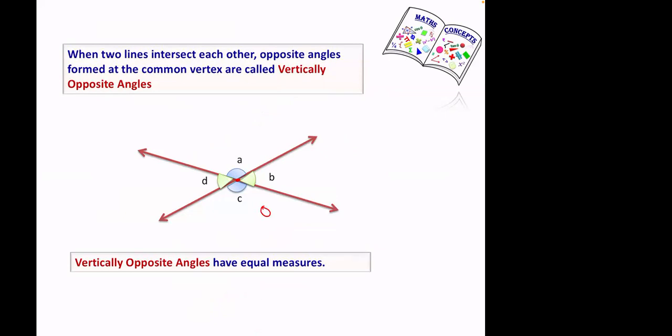You can see even by looking at the figure that A and C are equal angles, right? Their measures are equal. These are called vertically opposite angles. This one and this one, A and C, are vertically opposite angles. Similarly, B and D are vertically opposite angles. So when two lines intersect each other, they form two pairs of vertically opposite angles. Okay, everyone understood what vertically opposite angles are?